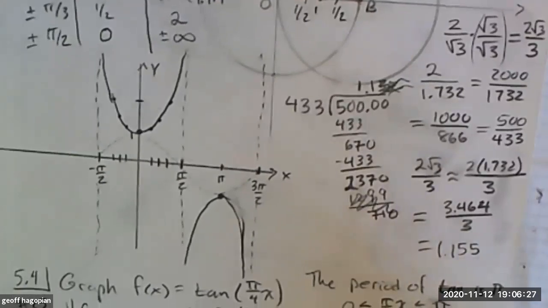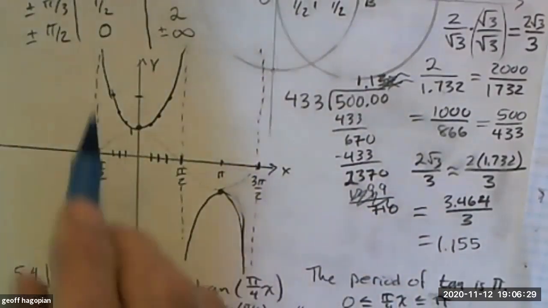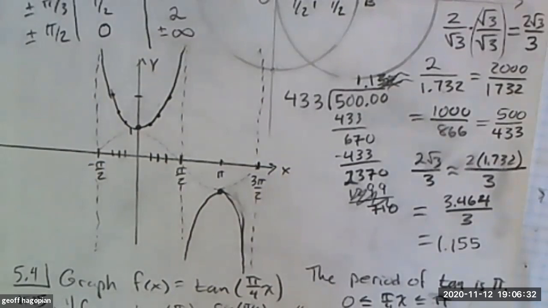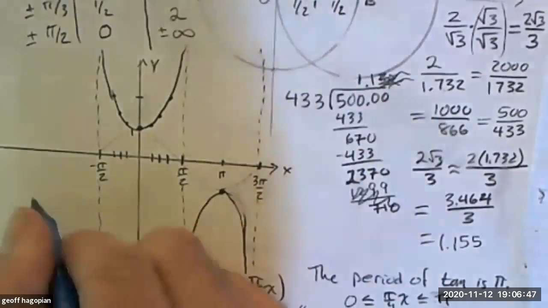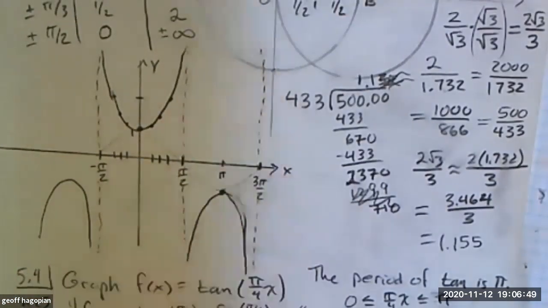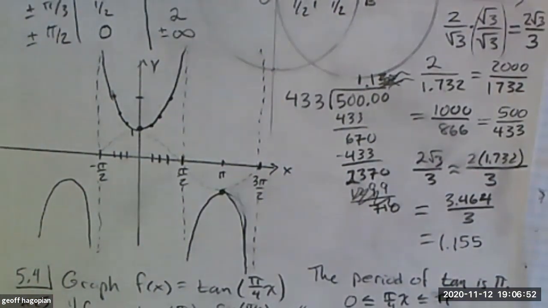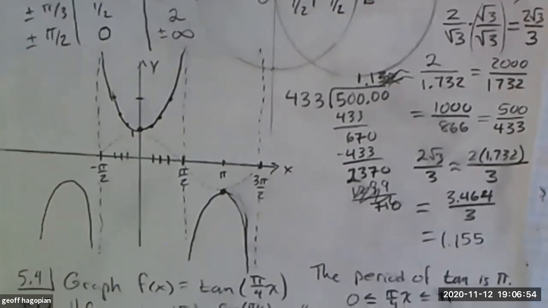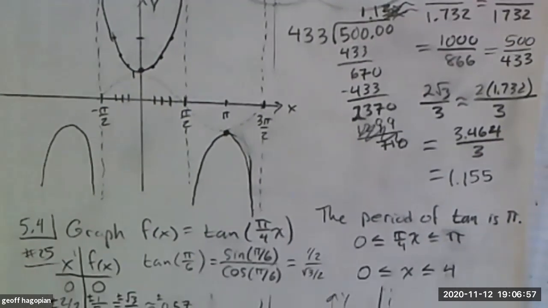So it can be somewhat painstaking to do these computations, but if you make a careful plot of input-output pairs and use the symmetry, what symmetry? Well, secant is the reciprocal of cosine, which is an even function. So secant is also an even function, and so it's got y-axis symmetry. So while we have this branch over here, its reflection would also be part of the curve over there, reflected through the y-axis. And so then we looked at tangent of pi over 4, which was 5.4, number 25.